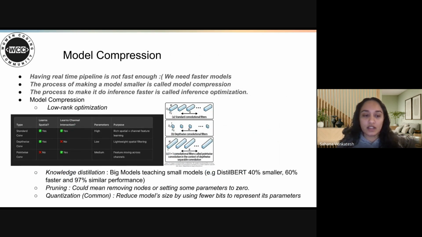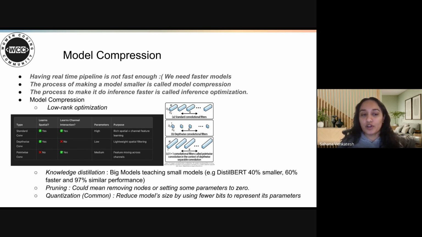And the next point that the author makes is about model compression. Model compression here is a wide umbrella that doesn't only mean reducing the model size, but also making models make faster predictions. Having a real-time pipeline is not fast enough. We also need faster models. And the process of making models do inference faster is called inference optimization.